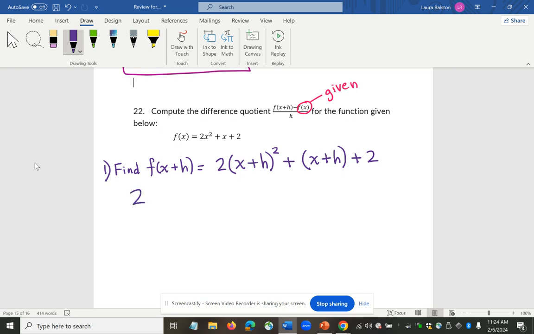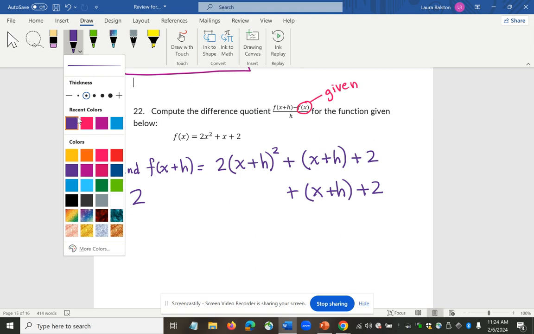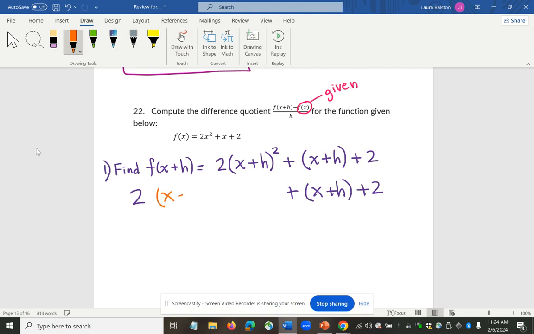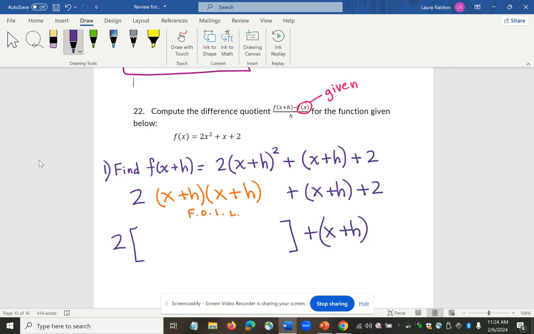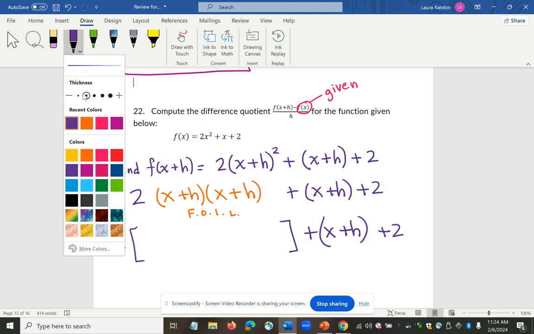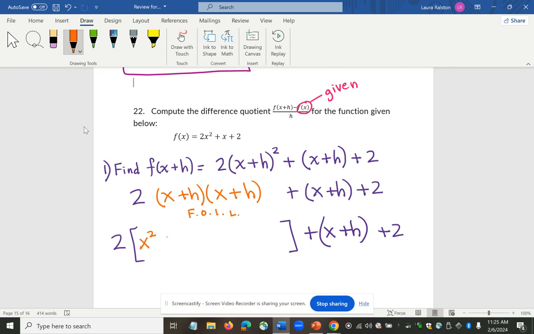Okay, so the first thing that we're going to do is we need to square x plus h. So we're going to do x plus h times x plus h, and we're going to use FOIL. So I have the 2 times, I'm going to have x times x is x squared, x times h is hx, h times x is again hx, h times h is h squared.